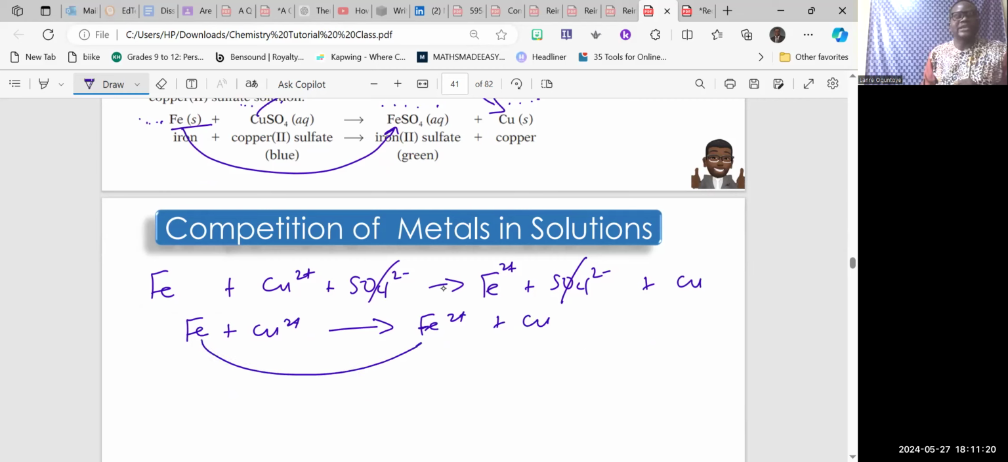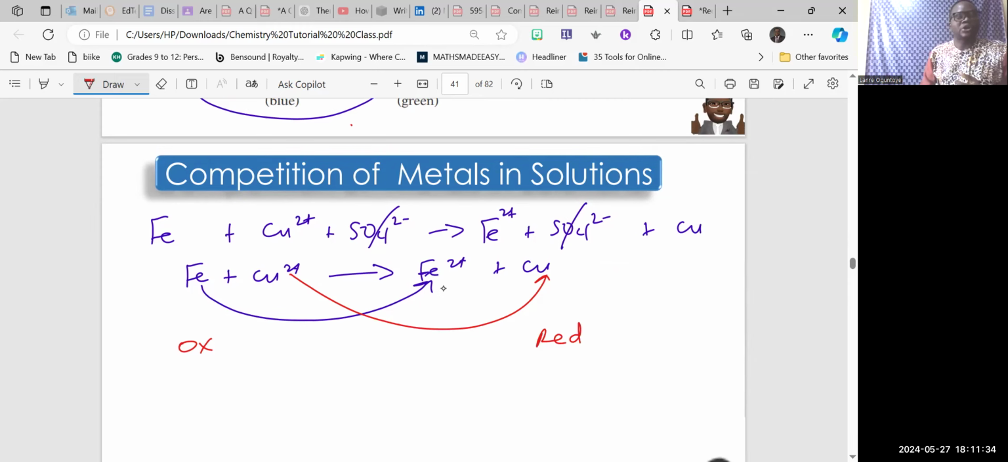So this one is oxidation, why? The other one is reduction. So this is my oxidation half equation, and this is my reduction half equation. Oxidation is OIL RIG, oxidation is loss, reduction is gain, or oil rig, if you like. Oil, oxidation is loss of electrons. So Fe: for it to be 2+, it must have lost 2 electrons to form Fe2+. For this Cu2+ to become 0, to form Cu, it must have gained 2 electrons.